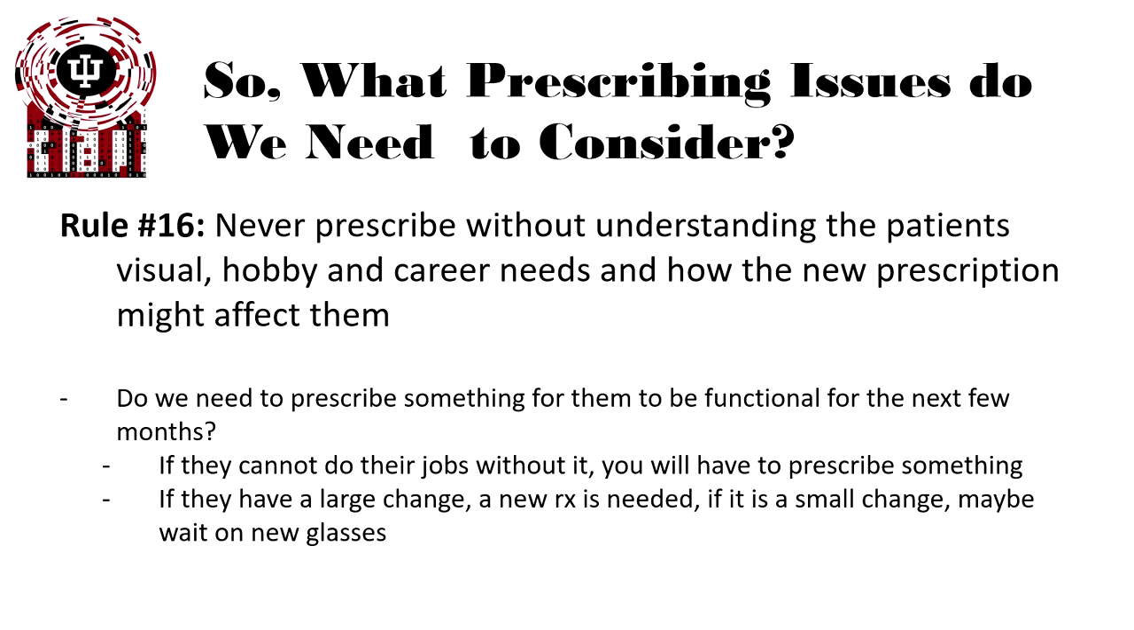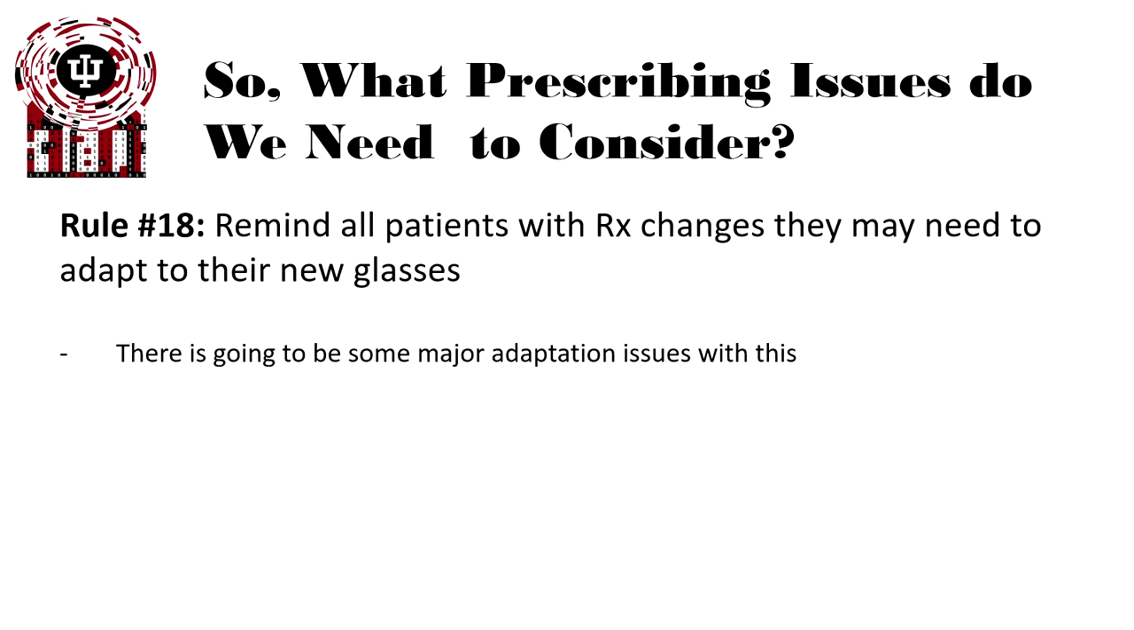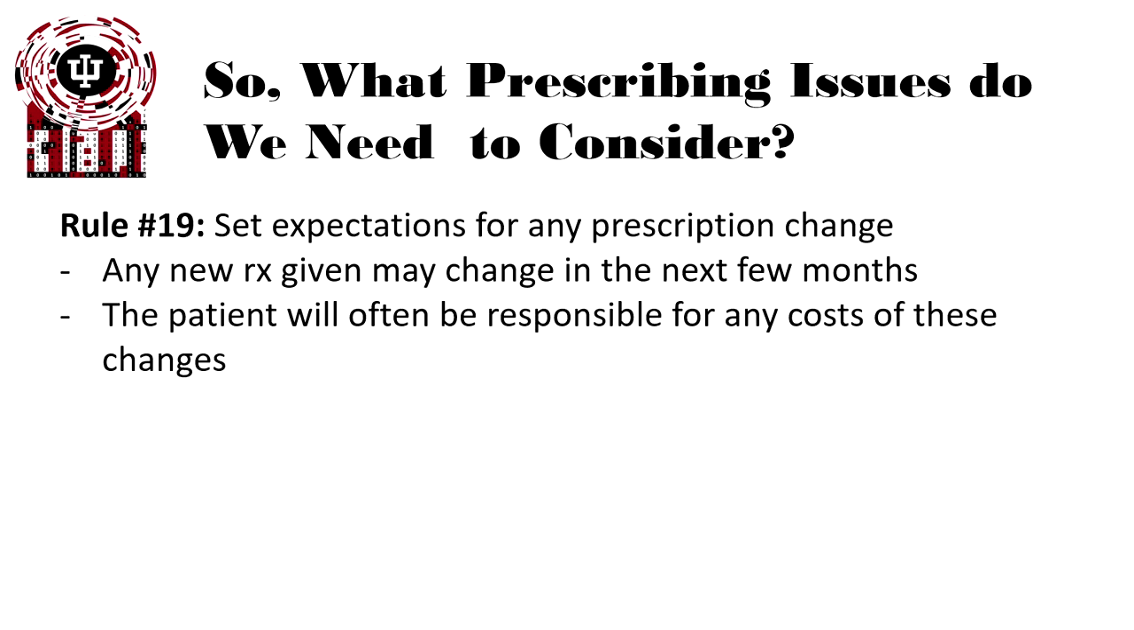Never prescribe without understanding the patient's visual and hobby needs, as we just discussed. Also, you need to remind all patients with Rx changes that they may need to adapt to these new glasses. There are going to be some major adaptation issues with these people because their prescription is changing actively over the next couple months. But the most important thing, if you're going to prescribe to a diabetic who's had a change in the refractive error, is to set expectations for any prescription change. Any new Rx given may change in a few months, and the patient needs to know that.